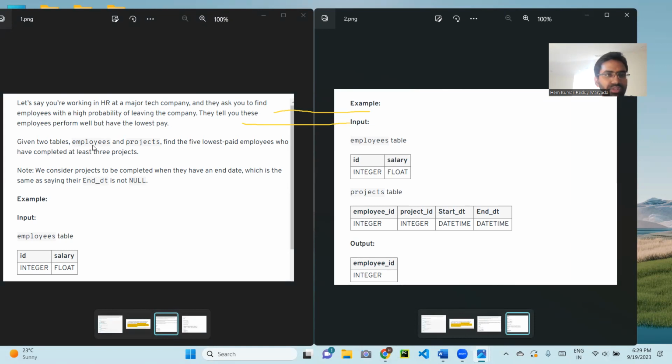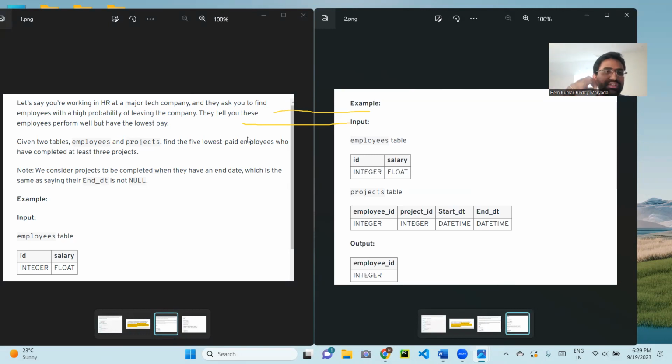We have been given two tables. One is employee and the other is the projects table. Find the five lowest paid employees who have completed at least three projects. So see here, they have given two conditions: you have to find only the five employees with the lowest pay, and the second is who have done at least three projects.